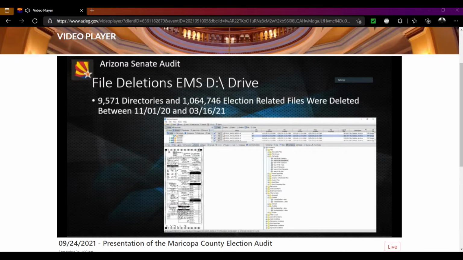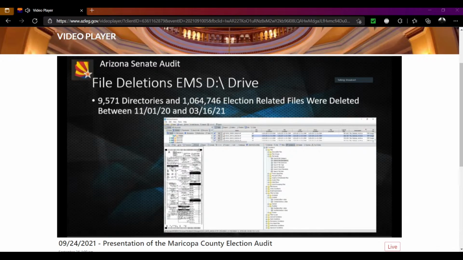Okay. So the EMS actually had 6 hard drives configured into 2 logical drives. The second logical drive was called the D drive, and that contained all of the election database, both historically and should have contained the information for this 2020 general election as well.